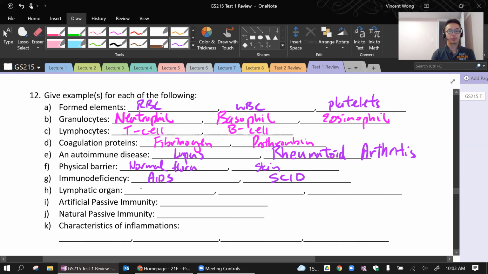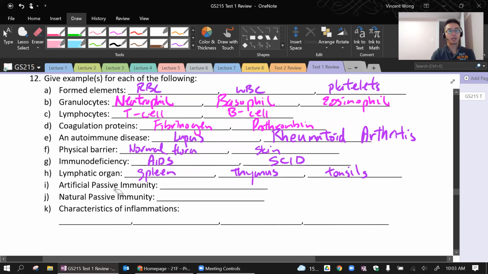Lymphatic organs. Well, there are a bunch. Spleen, thymus, right? Tonsils, to name a few. Artificial passive immunity. We had a bunch of examples, right? So this would be like a serum. I remember the rabies serum I got, that's artificial passive. Natural passive, breastfeeding.